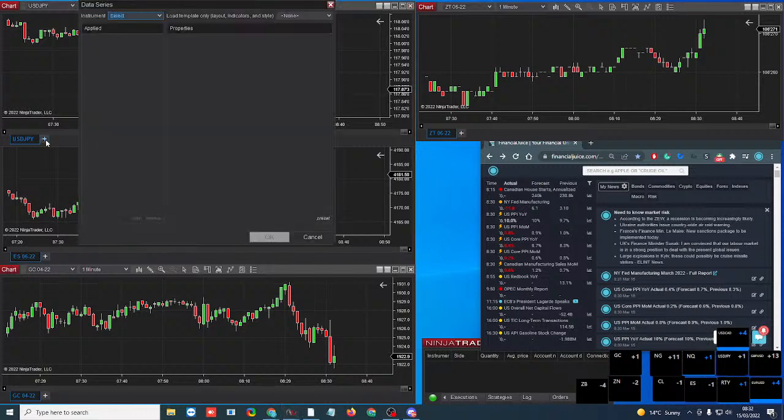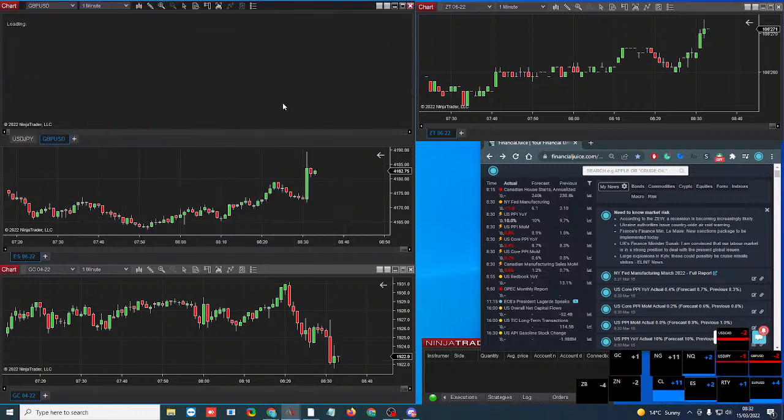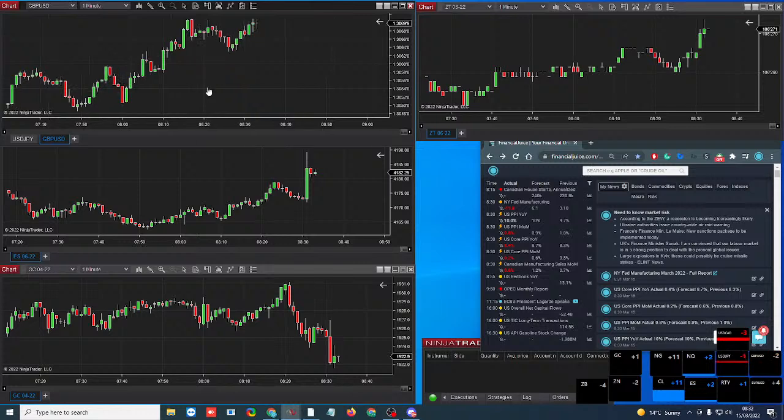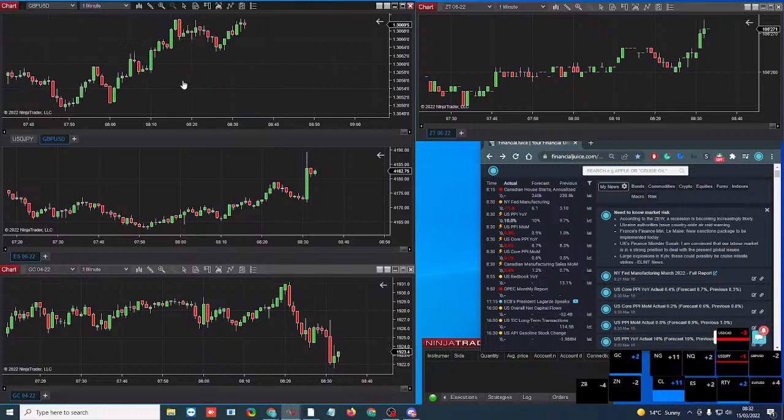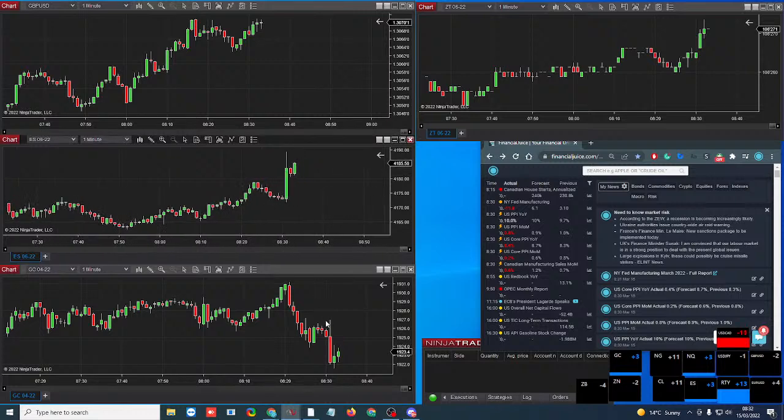Let's have a look at cable, GBP USD. Okay, cable not seeing too much of a move there either. So the data not being that strong. I'm also seeing the reaction on the S&P 500. Gold, as said, did see that initial little pop and then move towards the downside.